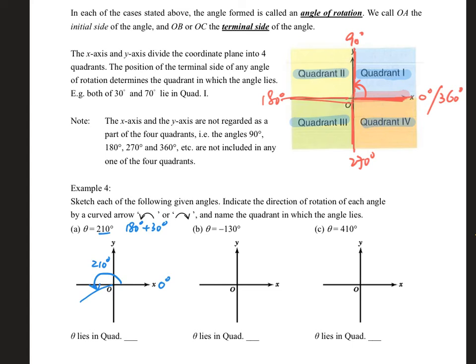For part A, you need to judge the quadrant. So it's quadrant 1, quadrant 2, quadrant 3. So it's in quadrant 3 here. Part B, I left it for you, and we jump to part C.